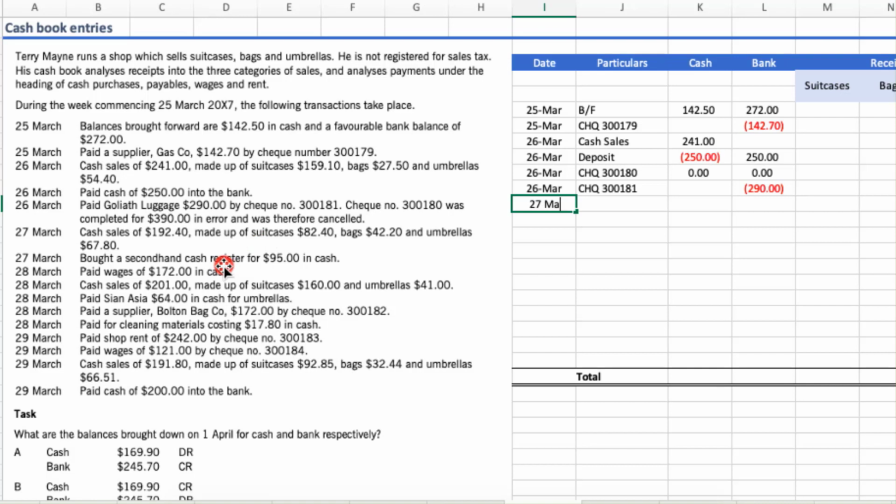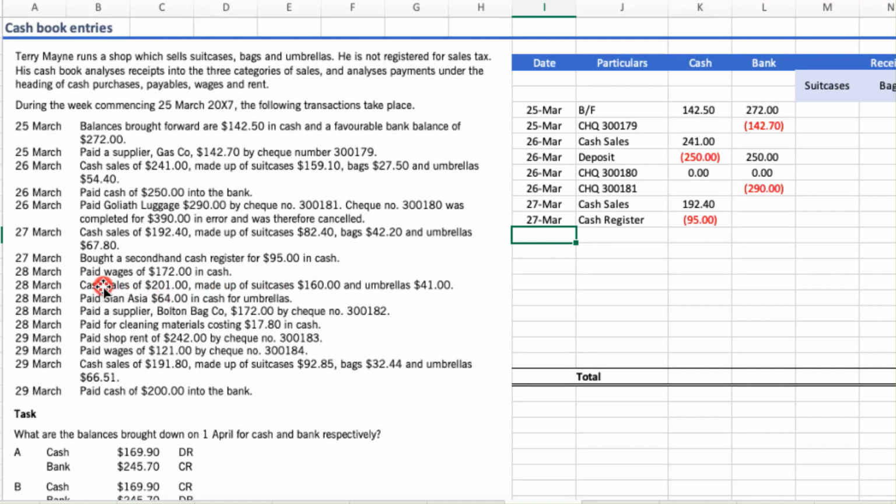Then on 27th March, cash sales of $192.40. Cash sales increase the cash balance by $192.40. Then on March 27, bought a second hand cash register for $95 in cash. So it's a payment. We bought a cash register and paid through cash, so $95 is a reduction in the cash balance.